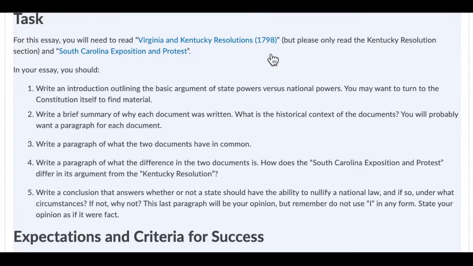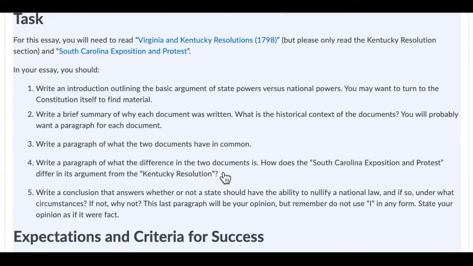Write a paragraph of what the two documents have in common. What is the commonality between these two very different protests? They have to have something different about them because they are arising out of different times, and you're going to explain that. But at the same time, they should have some commonality, and you need to be able to tell the difference between those two things.